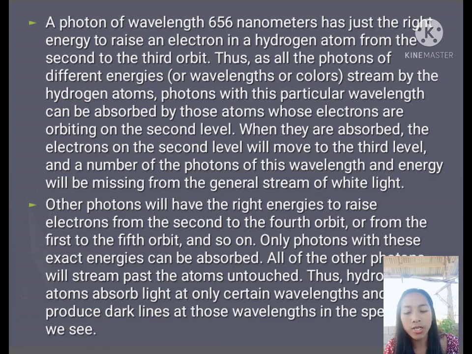When they absorb, the electrons on the second level will move to the third level, and a number of photons of this wavelength and energy will be missing from the general stream of white light. Other photons will have the right energies to raise electrons from the second to the fourth orbit, or from the first to the fifth orbit, and so on. Only photons with these exact energies can be absorbed. All of the other photons stream past the atoms untouched. Thus, hydrogen atoms absorb light at only certain wavelengths and produce dark lines at those wavelengths in the spectrum we see.